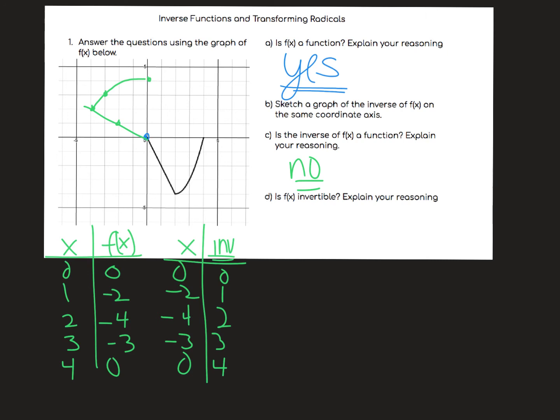And then is f of x invertible? So f of x is not invertible because the inverse of f of x is not a function. So you have to explain that also.